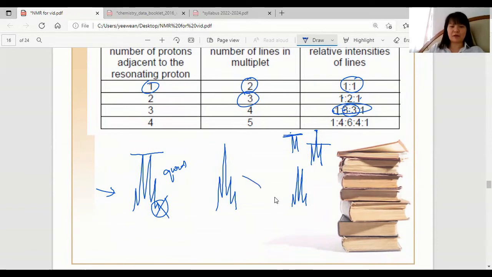Like for example, if I'm looking at this, should I say this is a quartet or a triplet? Should I count this peak or not? So look at the ratio here. An even number would have the same height peak. An odd number would have 1 that is extra high. So this one has 1 that is extra high. I would say this is a triplet and not a quartet.